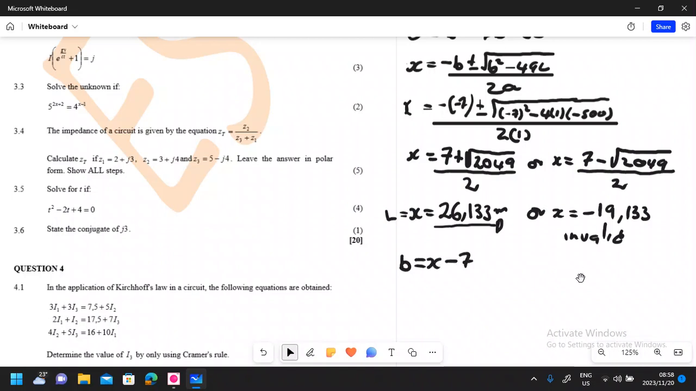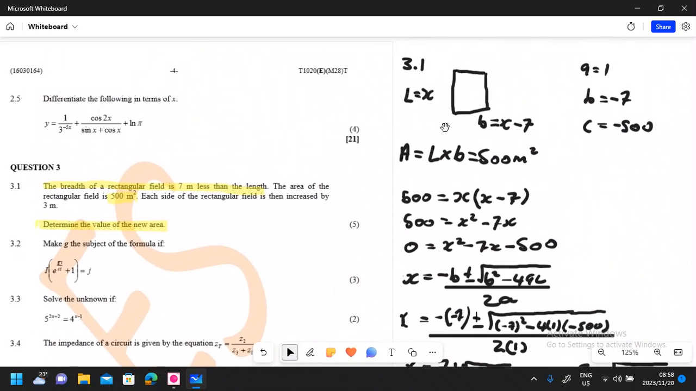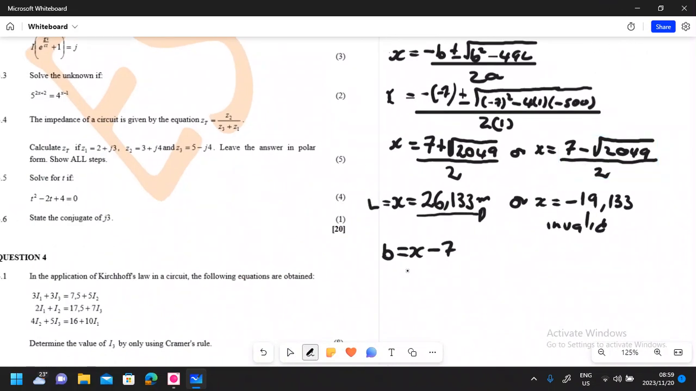Let's go back and double check again. Remember, breadth is this one here, guys. As you can see, it's x minus 7. So let's go and do it then. We know that x, our length, is going to be 26.133, then minus 7. So what is it that you're going to get? You're going to get 19.133 meters. So this is the length of the breadth here.